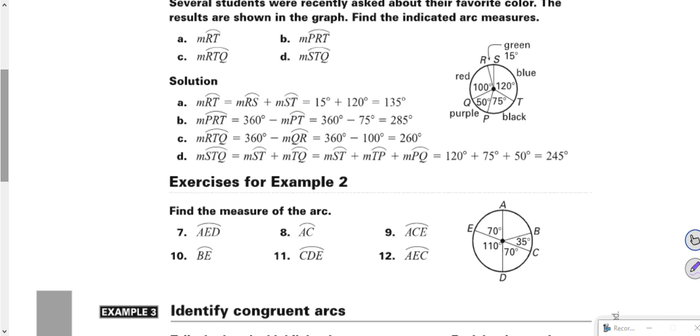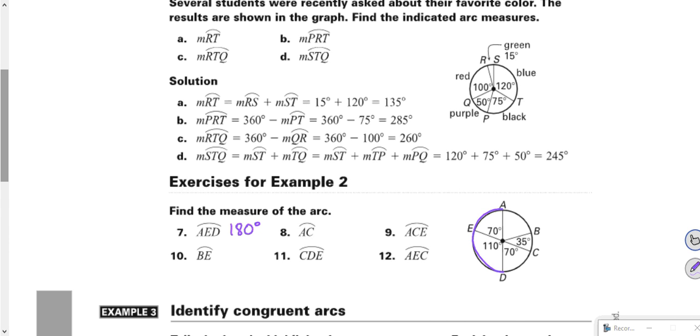So find the measure of the arc AED. Now, AED, again, this is a semicircle, right? And just like I said earlier, the semicircle on the front page was just named with 2 letters. This one's named with 3, so you got to be careful. But it's a semicircle, so of course it is 180. It's 70 plus 110. So therefore, we know that AD has to be the diameter, right?